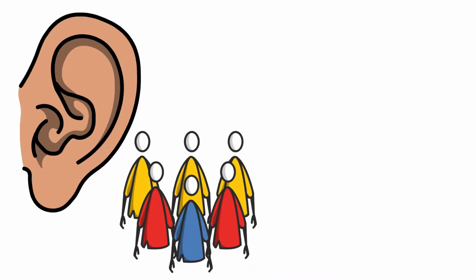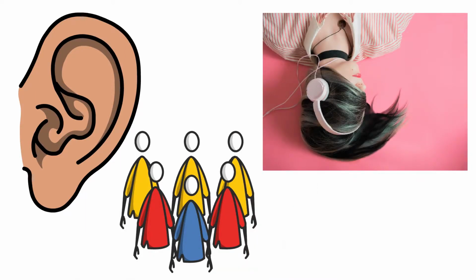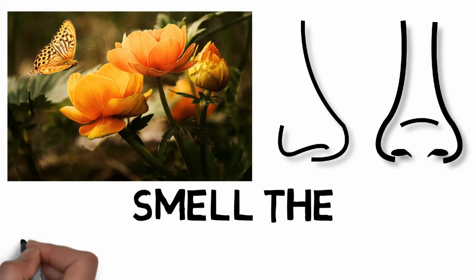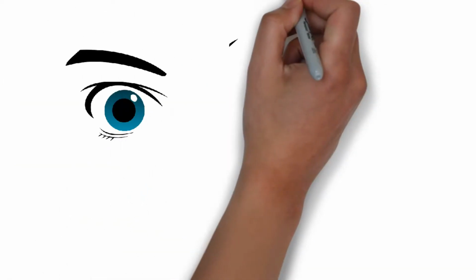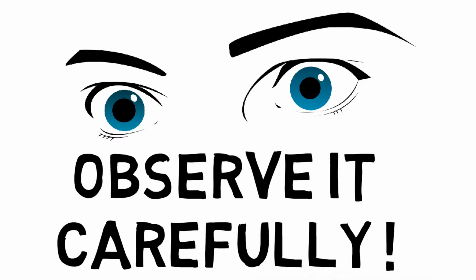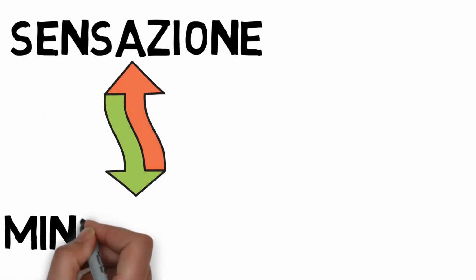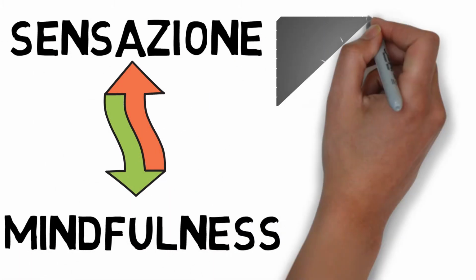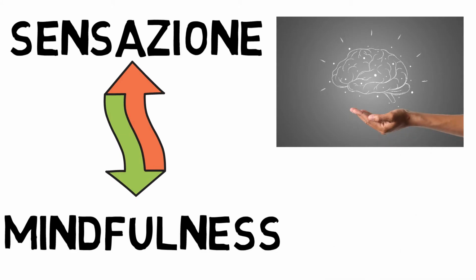If you are hearing something, like somebody speaking, hear him carefully. Or if you are hearing music, hear the pattern of the music carefully. If you are smelling something, like the fragrance of a flower, then smell it carefully. And if you are looking at something, observe it carefully. This principle is also known as mindfulness, which is really helpful to boost your brain, focus, and intelligence.